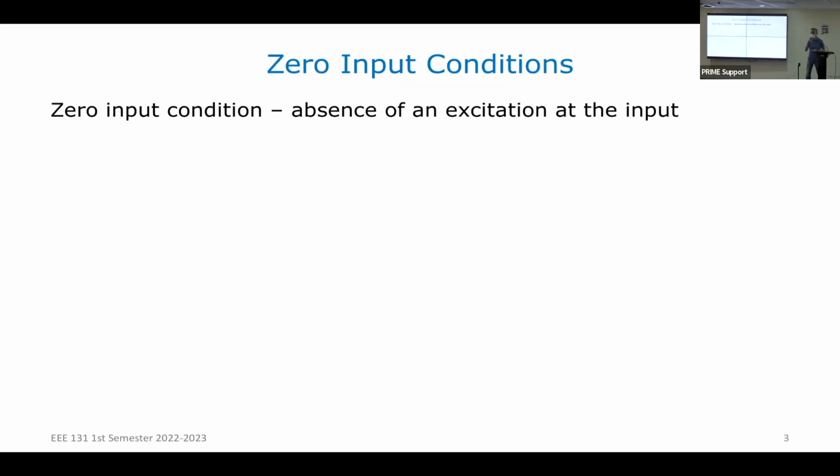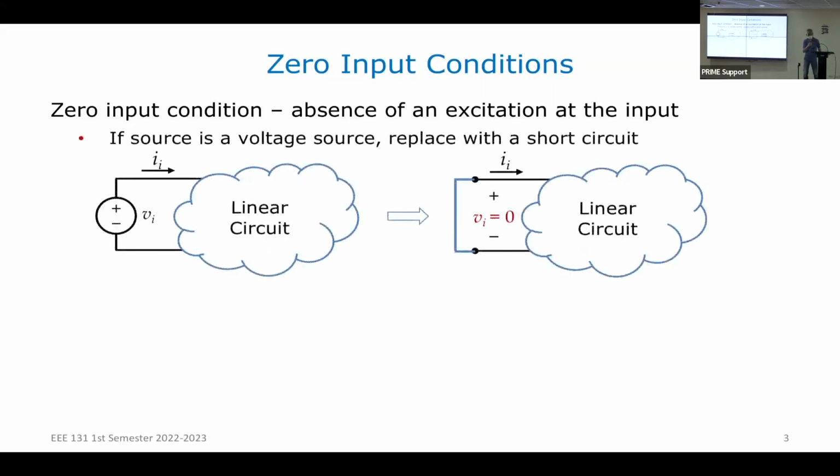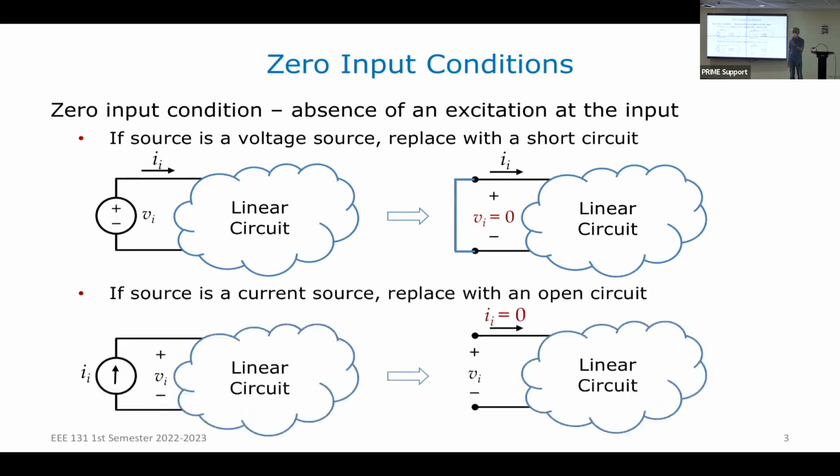Yung zero input condition, the idea there is you're suppressing the input. In other words, you're reducing the input to zero. So if your input is a voltage source, how do you reduce a voltage source to zero? Yeah, you replace it with a short circuit. And if your input is a current source, how do you reduce that to zero? You replace it with an open circuit. So medyo nabaliktad ko yung dalawa. When you have a voltage source, you replace it with a short circuit, and when you have a current source, you replace it with an open circuit. So I'm sorry for that. I hope that's clear.